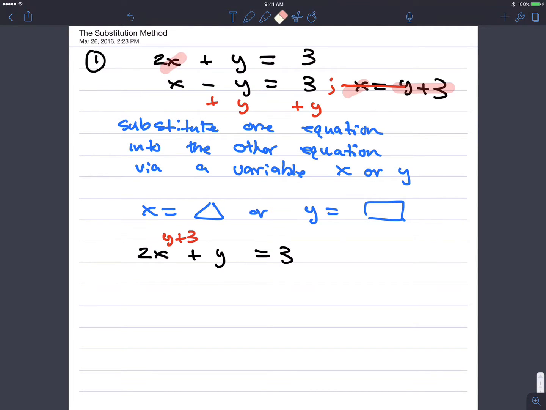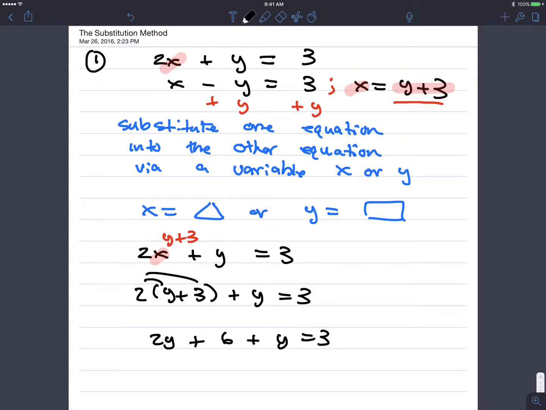X is y plus 3 here. So here's my x. It gets replaced with the y plus 3. That's plugging the second equation into the first by the variable x. This is known as the substitution method. So we now have 2 times y plus 3 plus our y equals 3. So let's distribute the 2. 2y plus 6 plus y is 3. And we end up getting, let's put the work up here, 3y plus 6 equals 3.